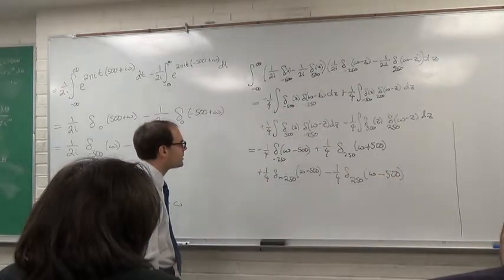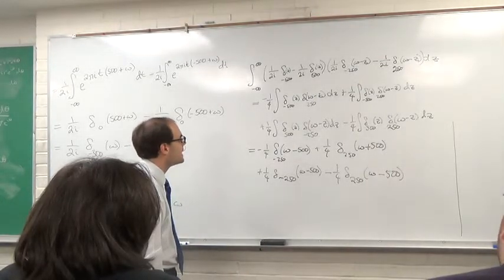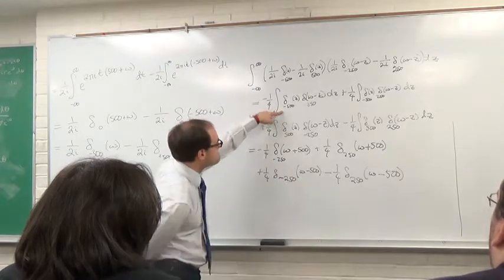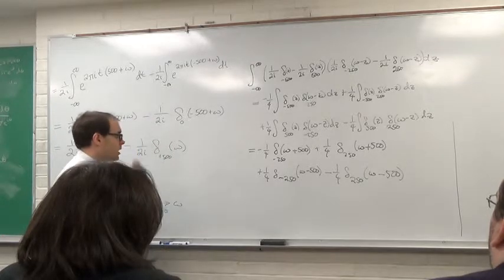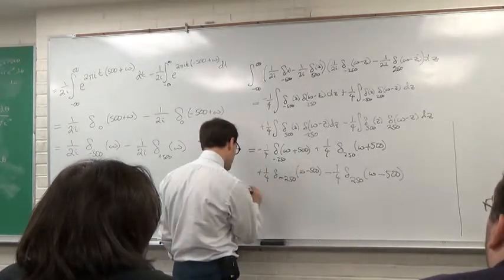Did I do that right? I have a feeling I did one of these wrong. Yeah, I did. This one here should have plus. Okay, cool. But these deltas of 250s, let me change variables on them.